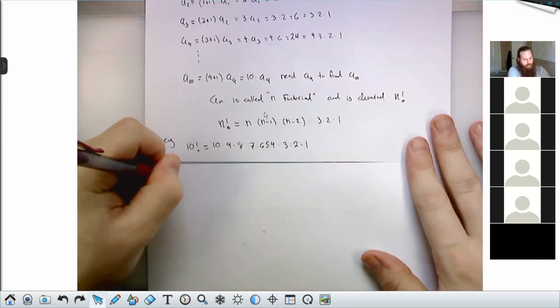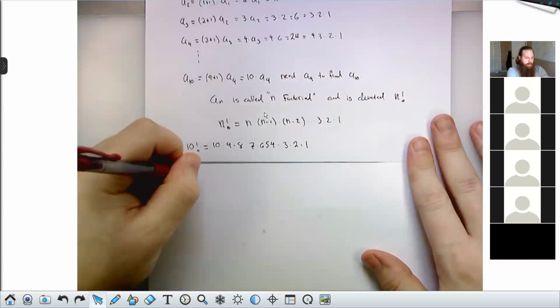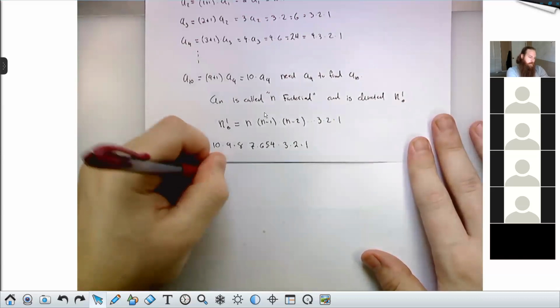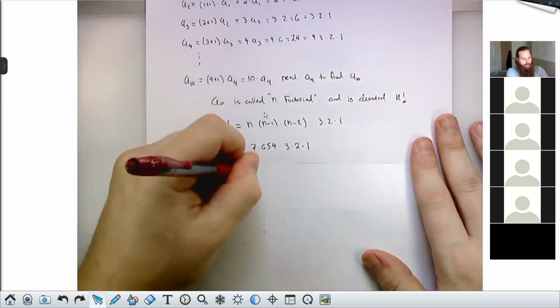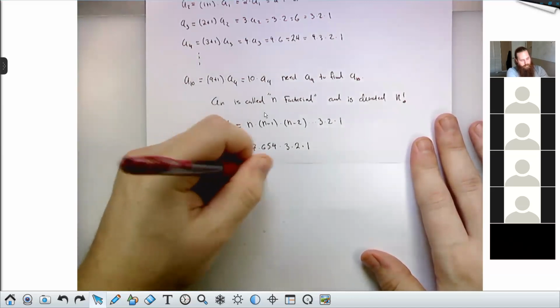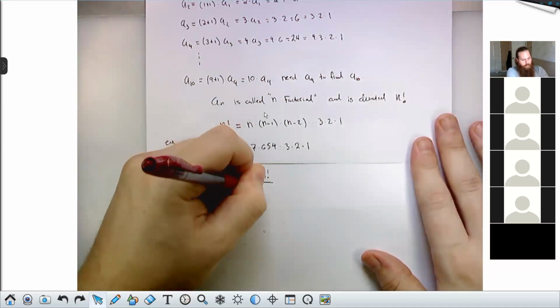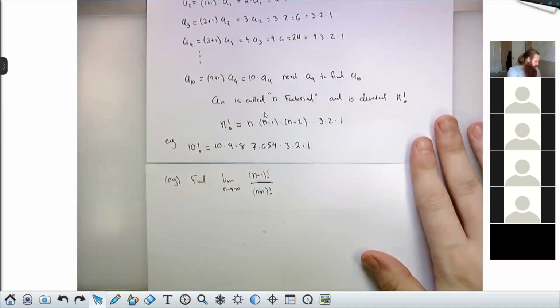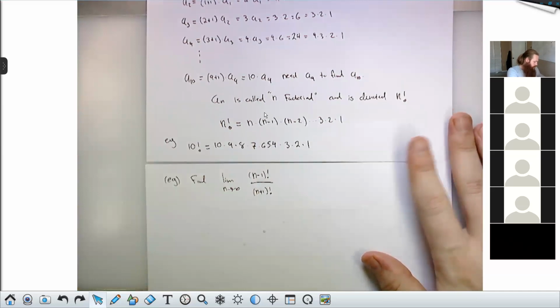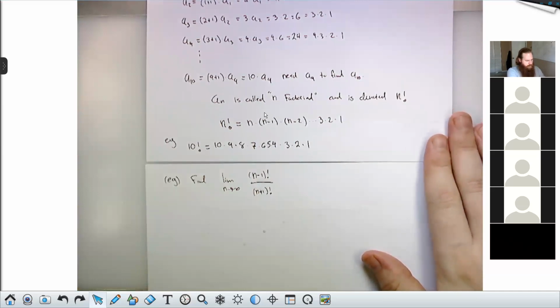So let's see if we can find the limit as n goes to infinity of n-1 factorial over n plus 1 factorial. Oh, Hammy, it's okay, baby boy. Sorry, my dog's gonna throw up here. That's a bummer. All right.